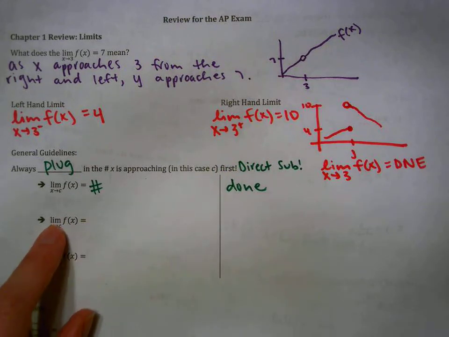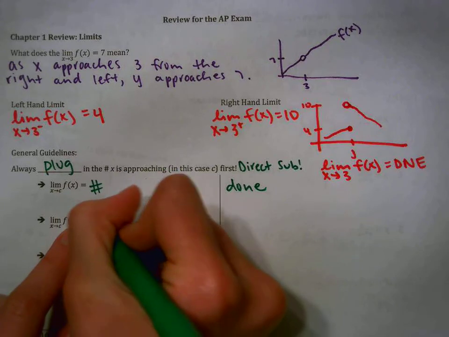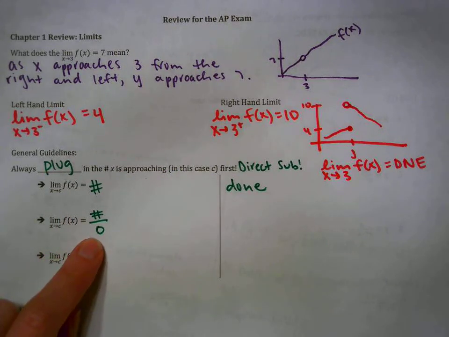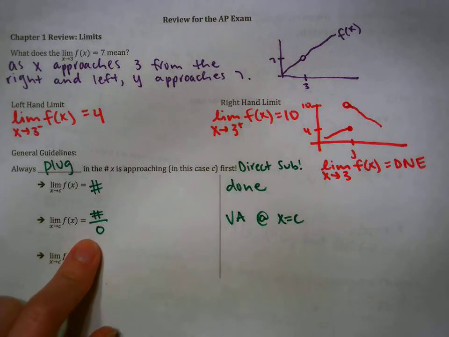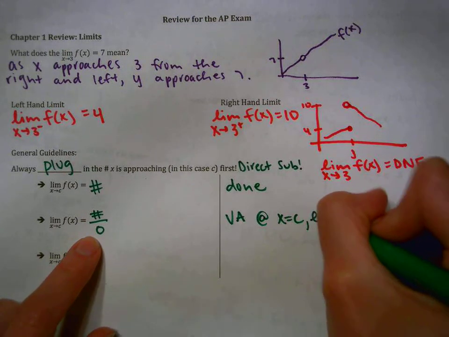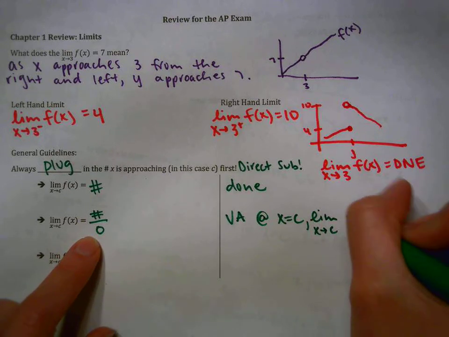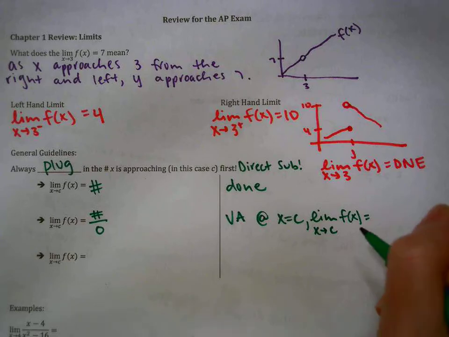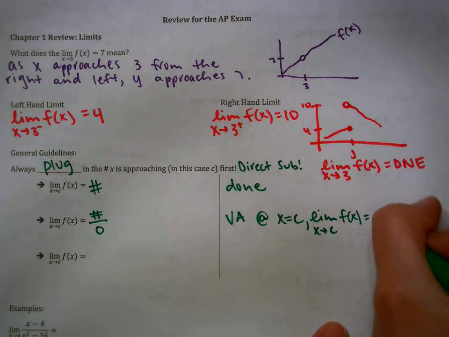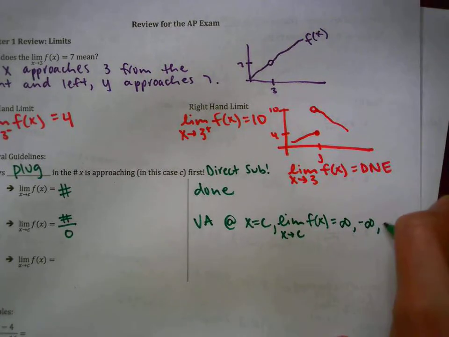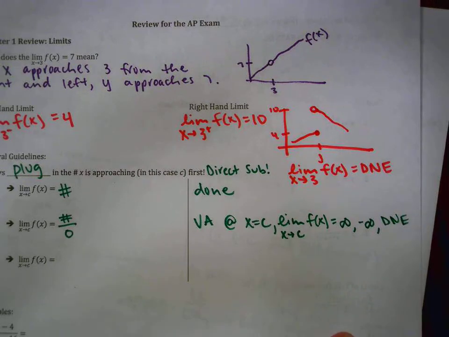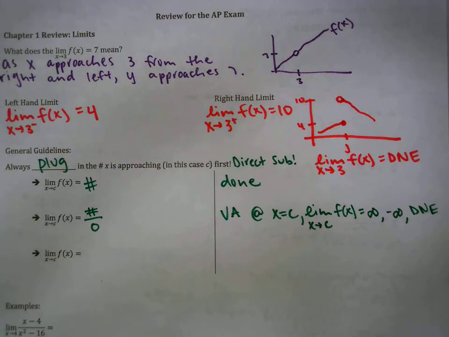Let's say you plug in your c, and you get some number divided by 0. Any number divided by 0 is undefined. So what it tells you is that you have a vertical asymptote at x equals c. So what does that mean for the limit? The limit as x approaches c of f of x, if it's approaching a vertical asymptote, is either going to be infinity, negative infinity, or if the right and left side are different, it would be DNE. And we'll review in a little bit what you would do to test that. Remember, you pick a number really close.